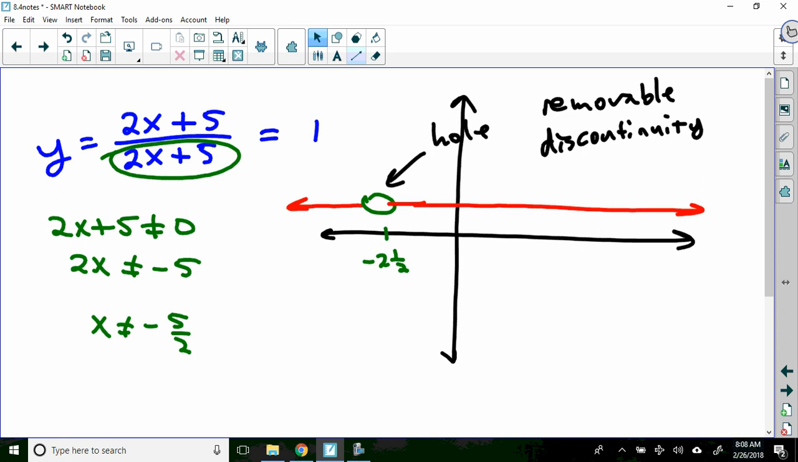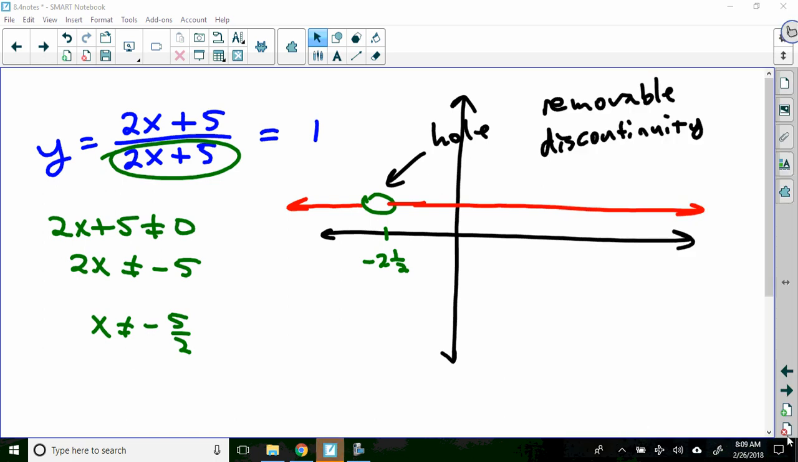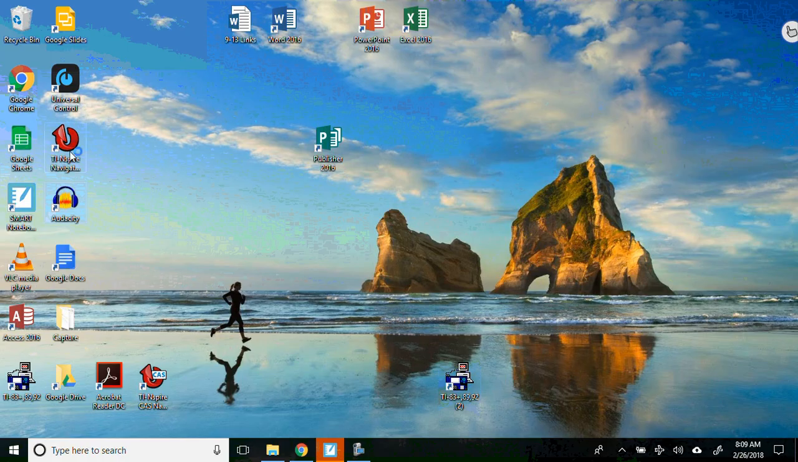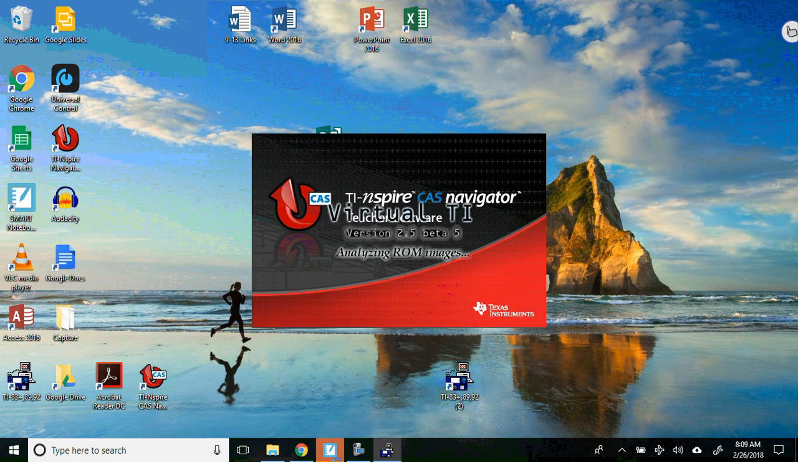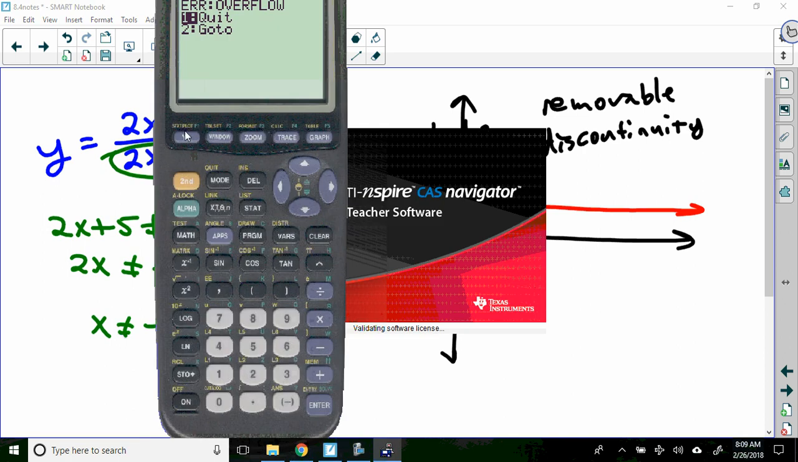Just to show you what I'm talking about here, I'm going to go ahead and open up my calculator, and I'll show you that the calculator will actually fail you on these. The calculator will let you down. It will not show you the hole. Maybe my old school calculator will. It's going to take a minute for my Inspire to load. But on my TI-83, I'll graph y equals 2x plus 5, the quantity, divided by the same quantity, 2x plus 5. Go ahead and graph it.